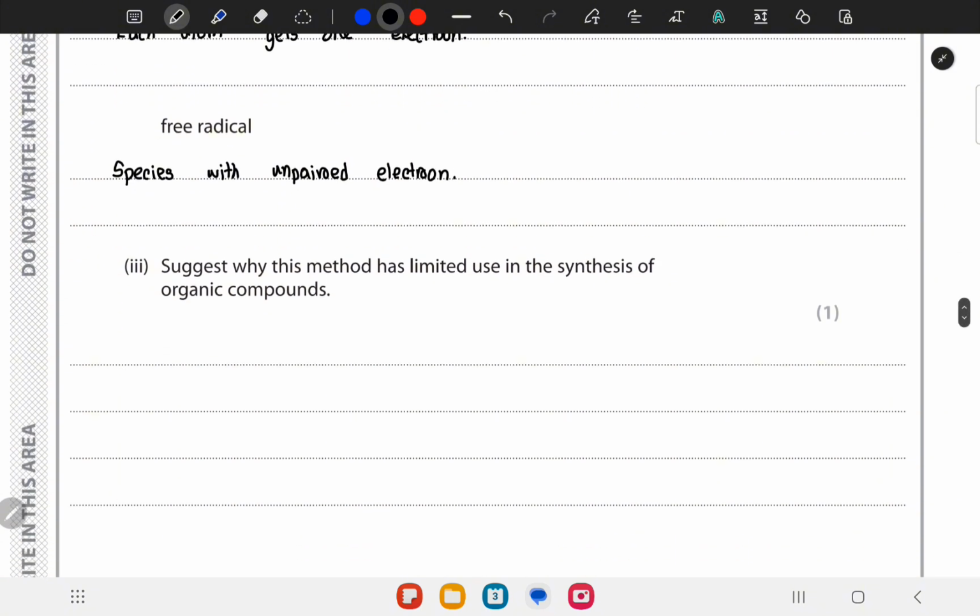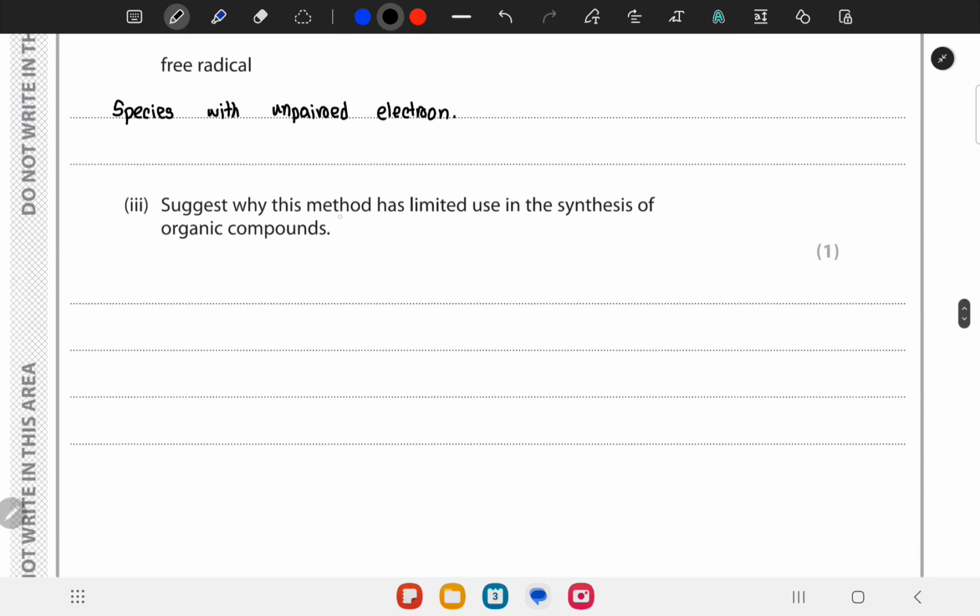In question B3, we have to suggest why this method has limited use in the synthesis of organic compounds. And this could be due to the formation of multiple products that we don't need. So if we want to get one organic compound, using this method we'll get some of that compound, and we'll also get other compounds forming, because there are a lot of substitution reactions going on.